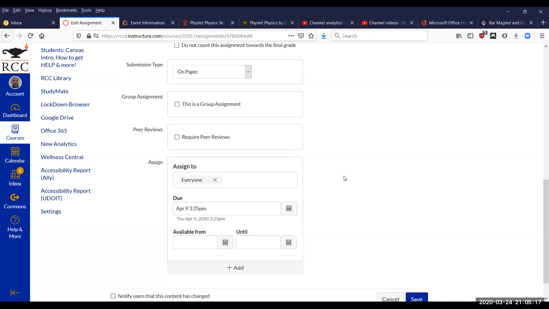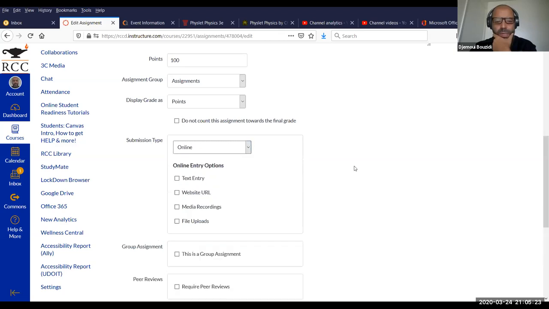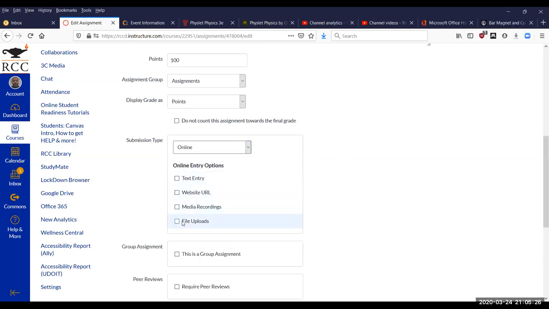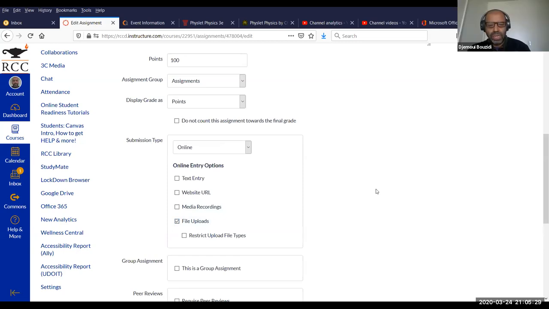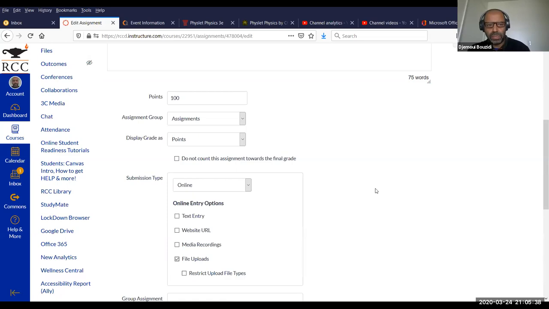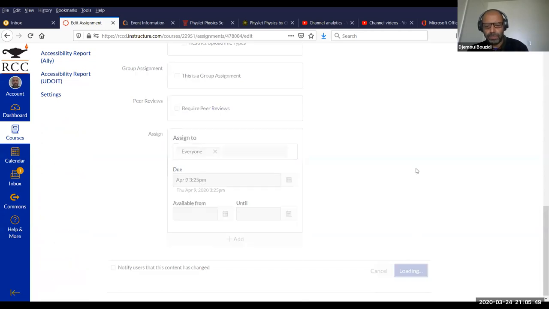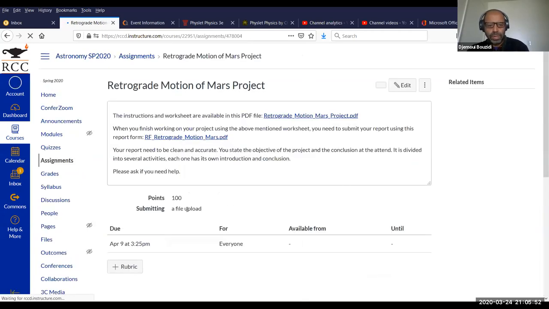Okay. If someone has an issue with that, please communicate with me directly so that we can find a solution. I changed the submission of that project from a paper submission to an online submission, so that if you can scan the document with a scanner or with a phone, you can come in here to where it says, I'm going to change this assignment right now to a file upload, okay? So it's going to allow you to upload your project in here, and once it's uploaded, they can come and grade it later on.